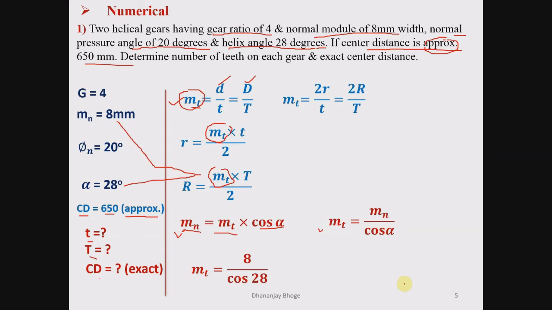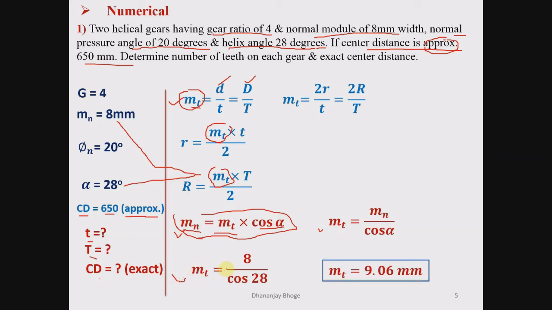Mag aata, all of you will write down this. Pahile kay lihaycha, write down the equation of MN is equals to MT cos of alpha. Hey equation liha. Then find out MT and write it as 9.06 millimeters. Red color madhe je diste tevadas lihaycha. Okay. Also liha. MN equals to MT into cos of alpha. So MT is equals to MN upon cos of alpha. MN is 8 and alpha is 28. So after solving this, we get MT is equals to 9.06 millimeters. Done.